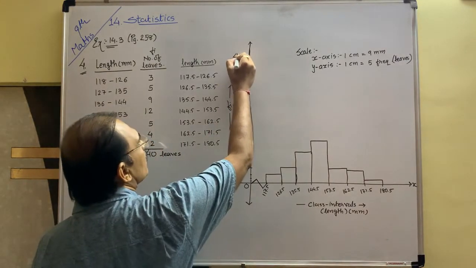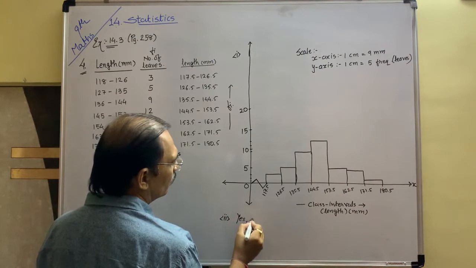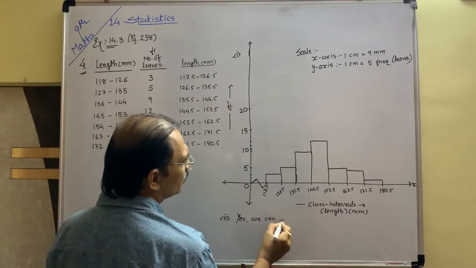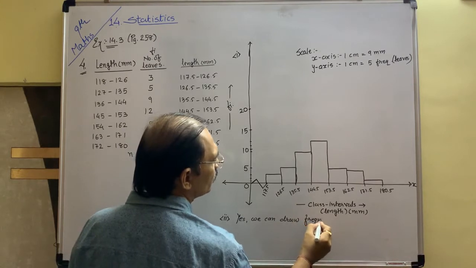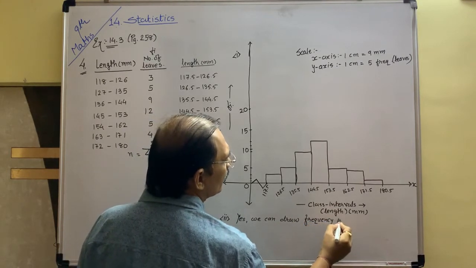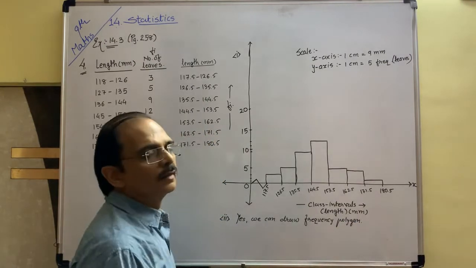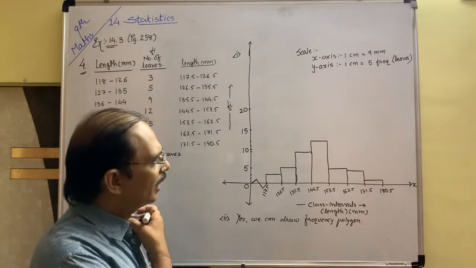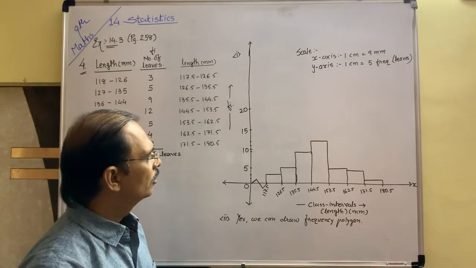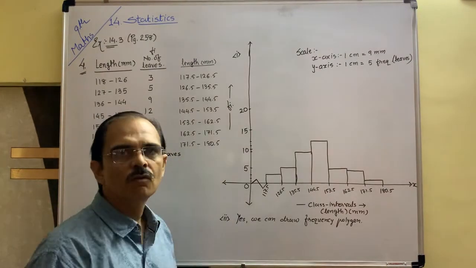Second question: is there any other suitable graph to represent the same data? This is your first answer. Second answer, yes, we can draw a frequency polygon. That we will learn later. Once I teach you, after that you have to draw a frequency polygon for the same data. This is the homework for you.